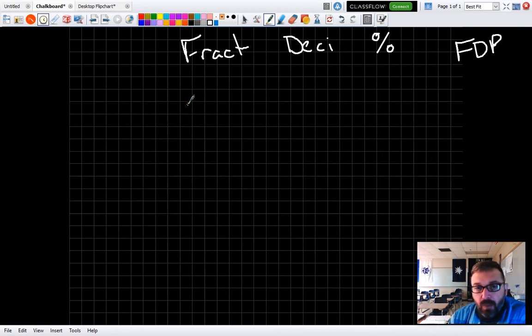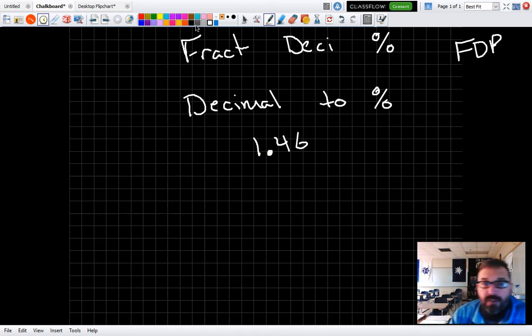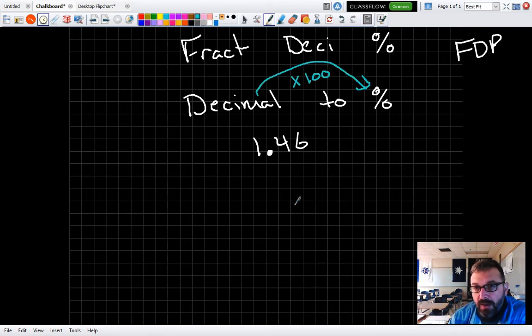So the first way we went is from decimal to percent. Let me back this up. I want to write in shorthand because mathematicians are always lazy. So if I had the decimal 1.46. To convert from decimal to percent, I am literally going to multiply by 100. So 1.46 multiplied by 100.